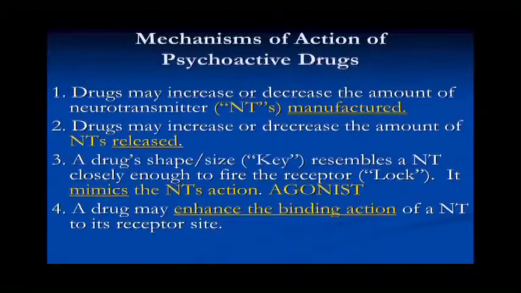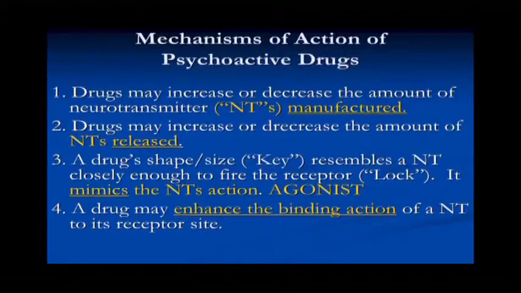A drug can increase or decrease the amount of a neurotransmitter that's manufactured. Remember the 8 ways I said drugs can impact the system? So a drug can either make more neurotransmitters or decrease the amount of neurotransmitters. A drug can increase or decrease the amount of a neurotransmitter that's released. So even though there's plenty there, it might only release some.